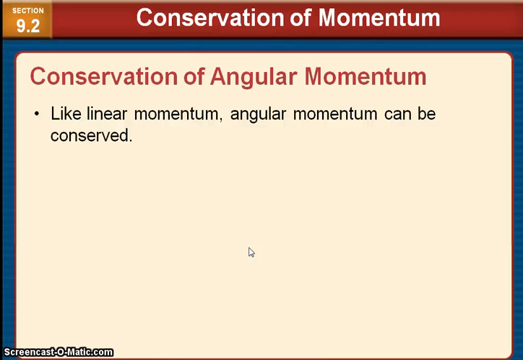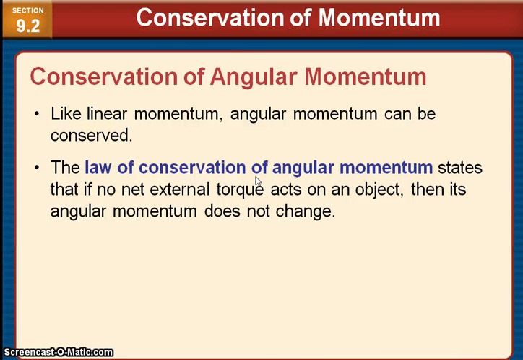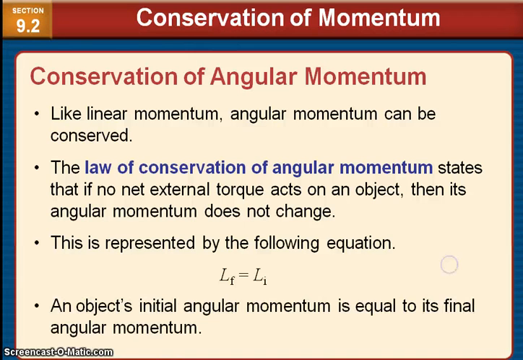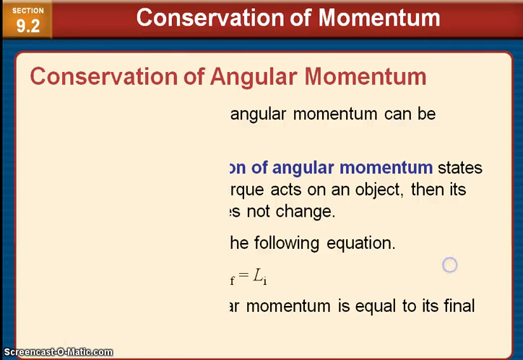The last thing that we have to talk about is conservation of angular momentum, because it too is going to be conserved. Whether it's linear or angular momentum, it's conserved. So the law of conservation of angular momentum states that if there are no net external torque, remember that is forces in a circle, that acts on an object, then its angular momentum doesn't change. This is the equation, but we're not going to do any math with this. We just want to understand the concepts. But its initial angular momentum is going to be equal to its final.